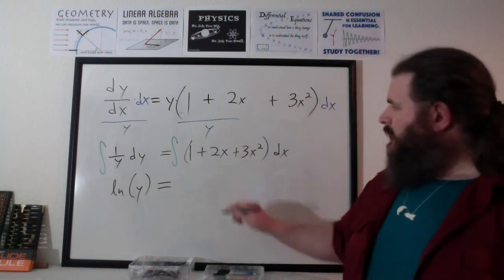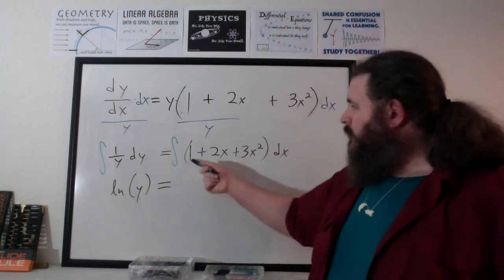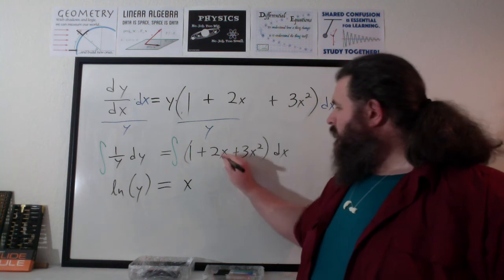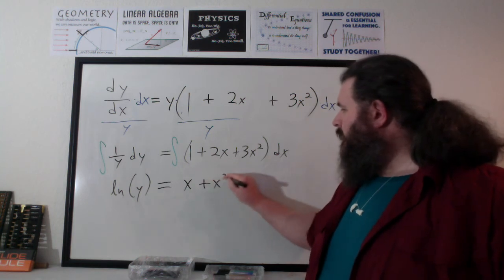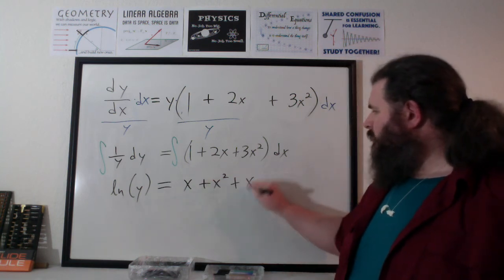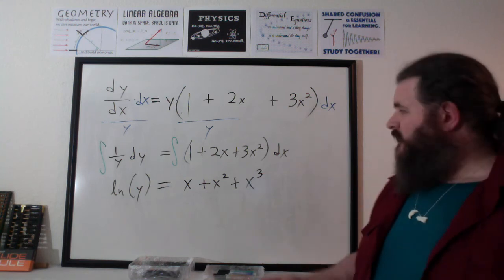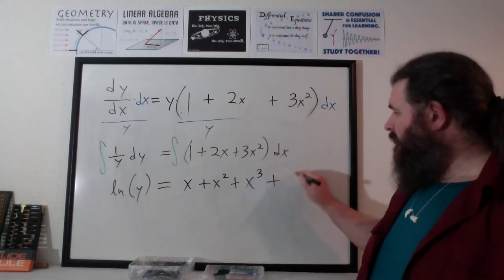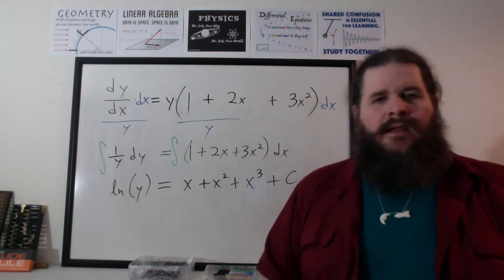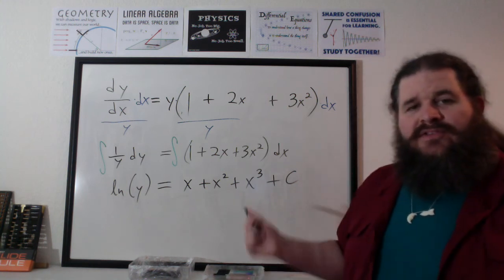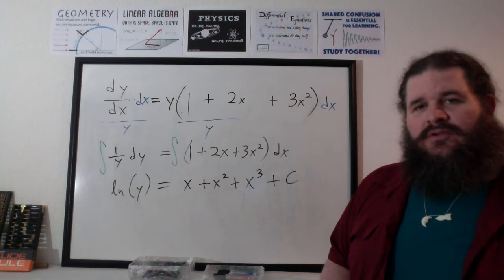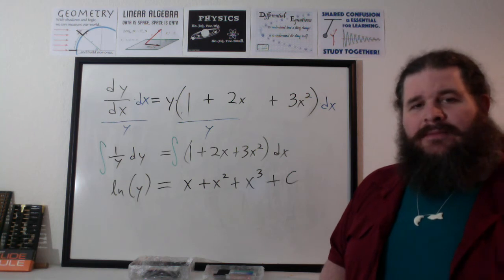On the other side, we can just integrate this polynomial. 1 becomes x, 2x becomes x squared, 3x squared becomes x cubed. And again, because this is an indefinite integral, we want to list all possible solutions, so we'll include a plus c. That's an implicit solution. We want to get an explicit solution. We want to have y equals something about x.